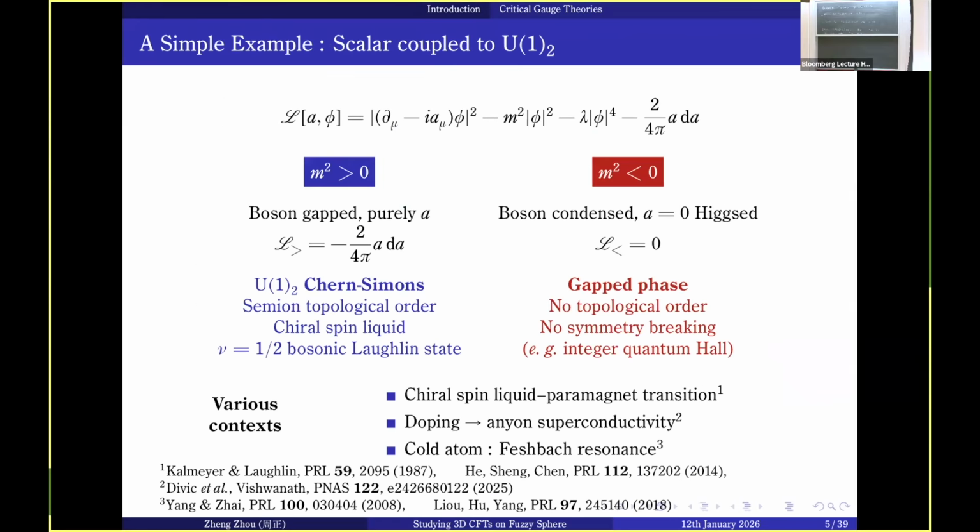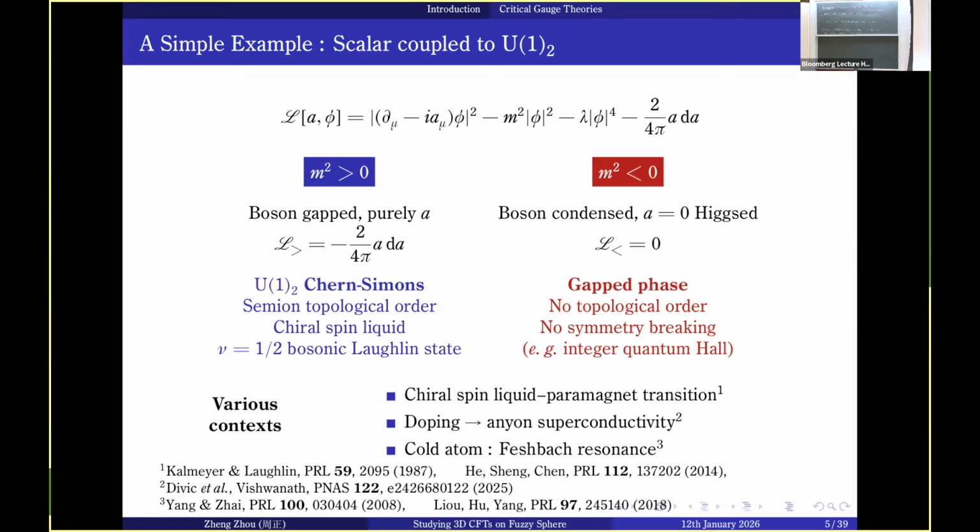So let us look at a simple example. We take a complex scalar, the phi-4 theory, and couple it to a dynamical U(1) gauge field A, and then add a Chern-Simons level 2 to this U(1) gauge field. And this describes a transition that is controlled by the mass term m squared.